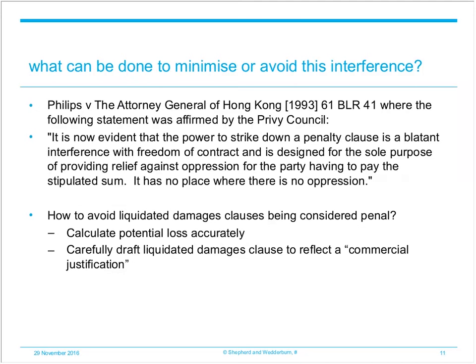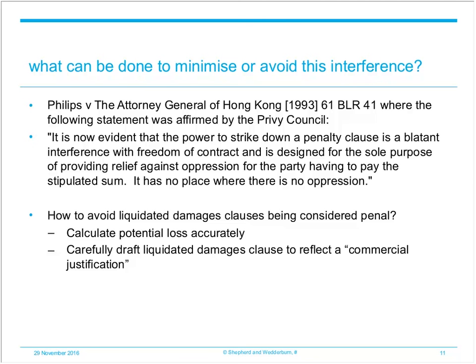Iain's just mentioned. And this is illustrated in Phillips against the Attorney General of Hong Kong from 1993, where the following statement was affirmed by the Privy Council. And the statement is, "It is now evident that the power to strike down a penalty clause is a blatant interference with freedom of contract and is designed for the sole purpose of providing relief against oppression for the party having to pay the stipulated sum. It has no place where there is no oppression."